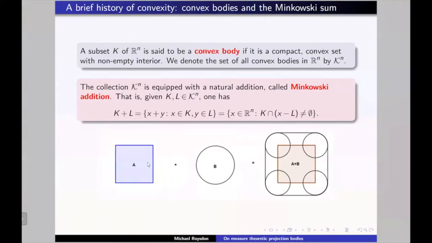And just for a picture, if I take a square A plus a circle B, its Minkowski sum is just the extended neighborhood of A. And so you go out by the radius. And you can do it with a triangle, you can do it with a square and a triangle, any convex objects. And in fact, the Minkowski sum remains convex. This is one of the key points of considering this addition.